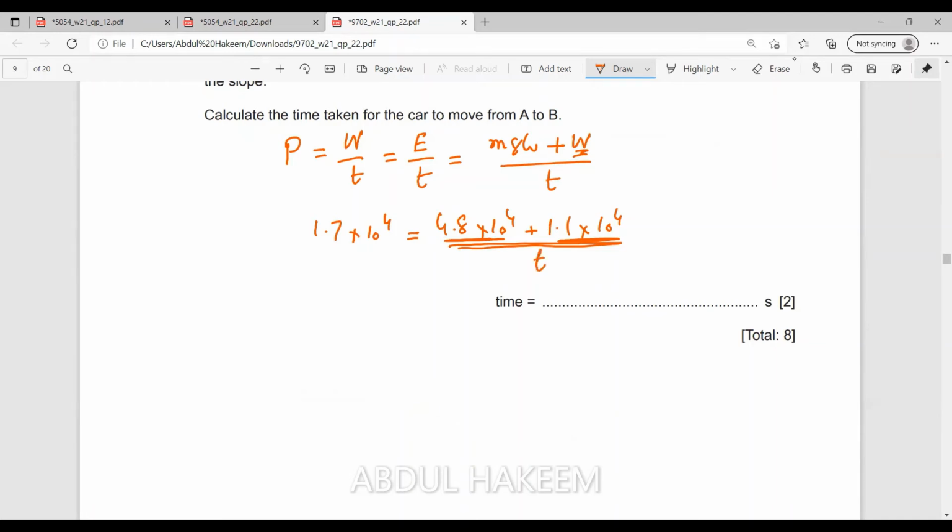So time. After calculation, the time will be equal to the sum of these two, 5.9 × 10^4 divided by 1.7 × 10^4, and the answer will be 3.5 seconds. So this is next question.